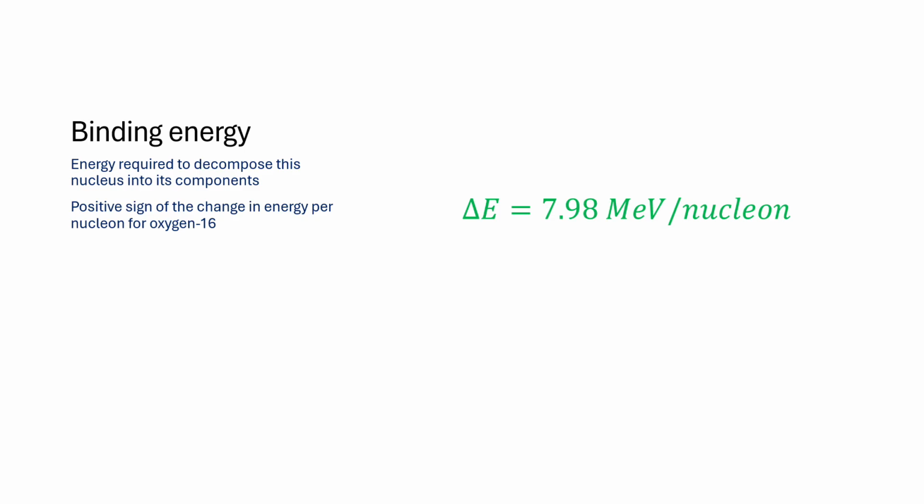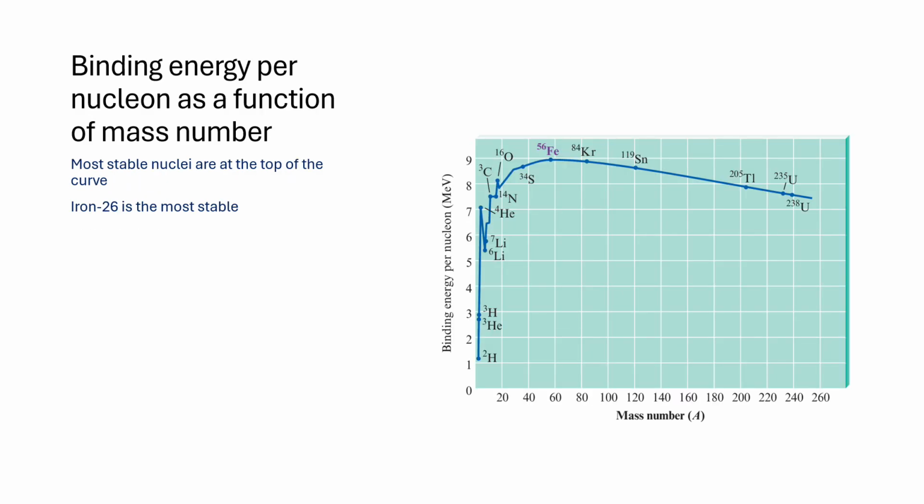So this is basically the binding energy. It's the energy required to decompose this nucleus into its components. And the sign for the change in energy per nucleon for oxygen-16 is positive because energy is required. So if you notice in this graph for the binding energy, notice how the most stable is actually at the top of the curve. So you have oxygen-16, it's pretty stable, but the most stable here is iron-56. Correct, iron-56.